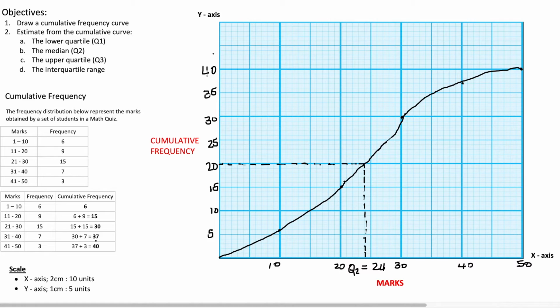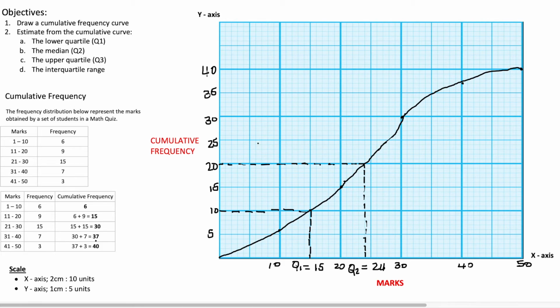The next thing that we want to find is the lower quartile, and the lower quartile is always a quarter. So a quarter of 40 is 10. So we go to 10 on our cumulative frequency, which is on the y-axis, and then we go across until it meets the curve. And where it meets the curve, we go down. Therefore, the lower quartile is equal to 15.